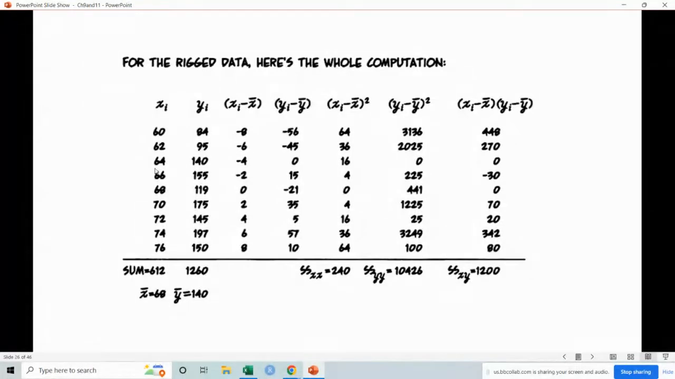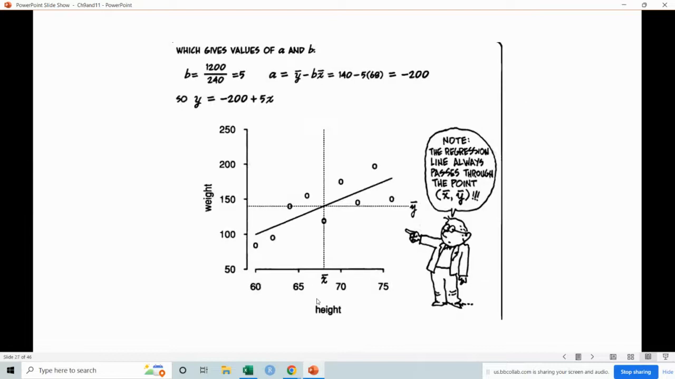For this small data set, this would be the whole computation. Basically, you multiply all these out and get a big table of numbers, but a calculator or a computer will do it for you. So we have values of a and b. b is 1200 over 240, which equals 5, so we have a slope of 5. And a calculates out as negative 200. That is where the intercept would be. This has been shifted, so it's not going to show here; it's going to be way down here, probably further down.